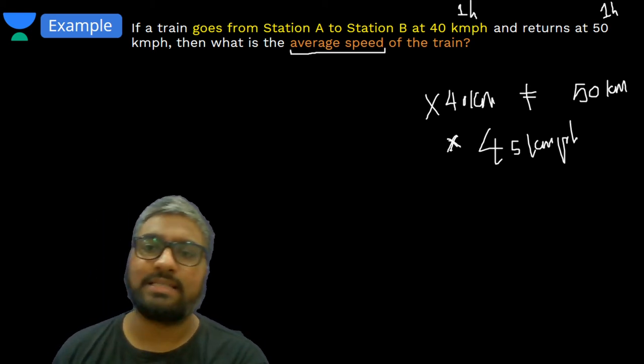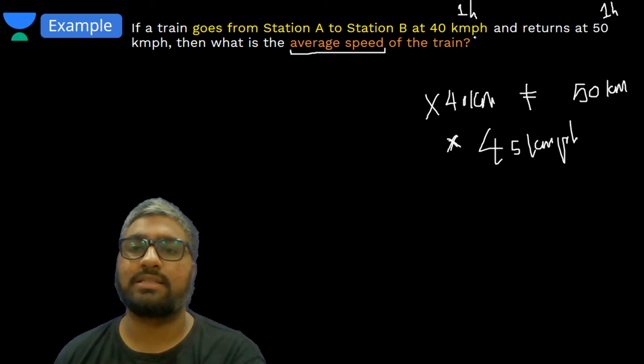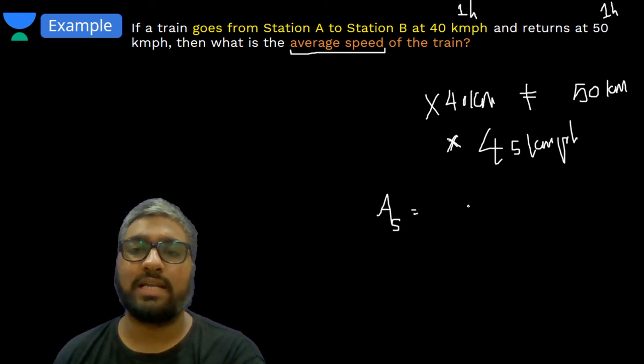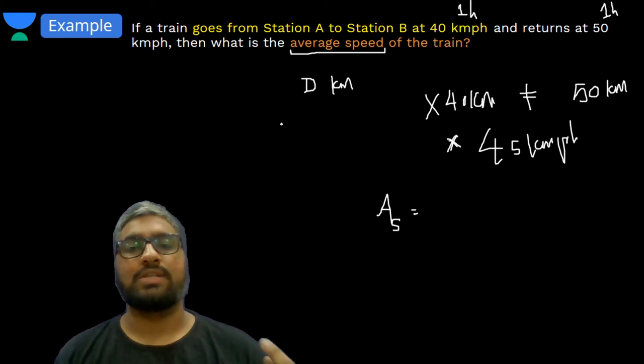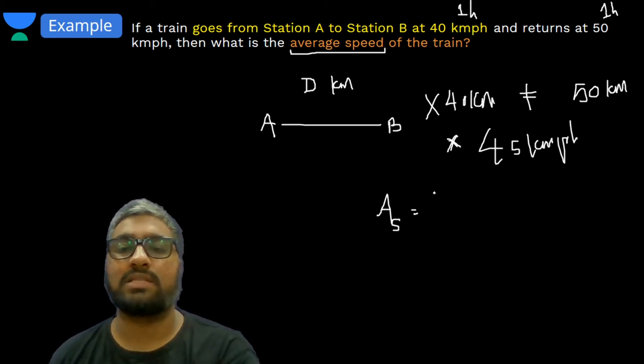So let's see here. What do we know? We know that the distance here is the same. I know the formula for average speed is total distance by total time. So if I assume A to B is D kilometers, and D kilometers from B to A, which means 2D is the total distance that was covered by the train.